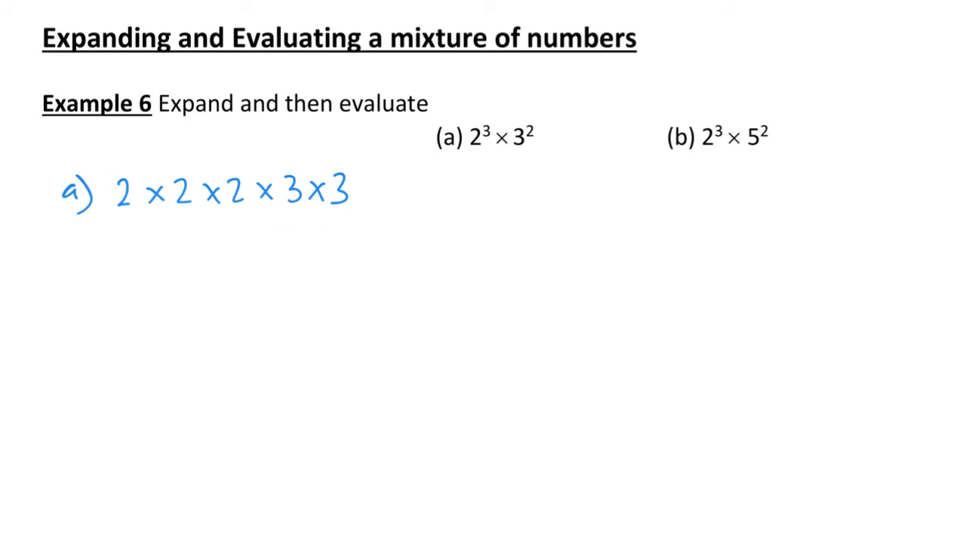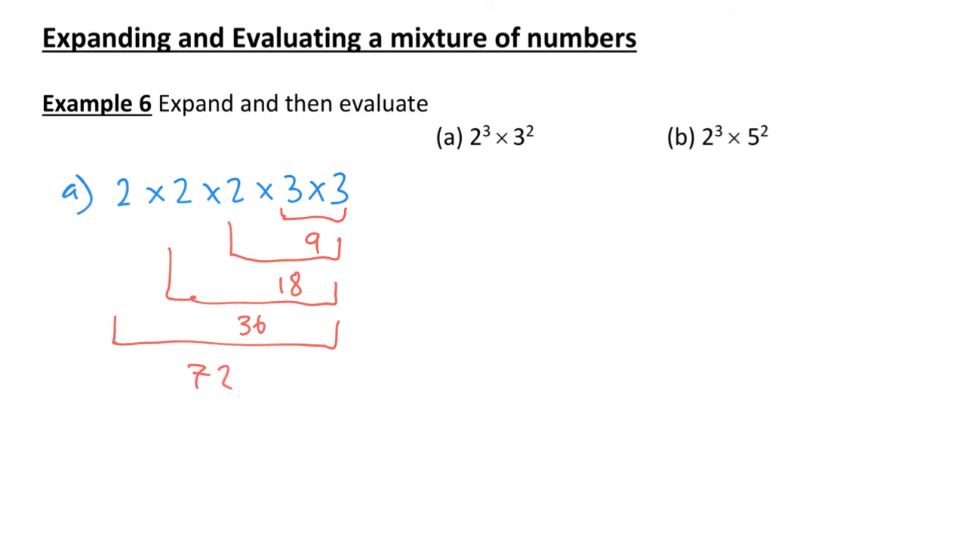Then we work them out, so we can multiply from left to right or right to left, so smallest to biggest or biggest to smallest. And I always find multiplying the biggest numbers first of all is easier, because multiplying by a small number at the end is easier than multiplying a larger number by a big number. So I would do 3 times 3 is 9, and then 9 times 2 is 18. 18 times 2 is 36, and 36 times 2 is 72.